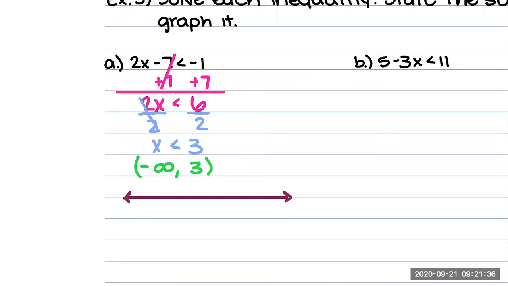On our number line, we would find that 3. We would have an open circle on that 3, and then our line would run to the left. Again, with these, if your variable comes first in your inequality at the very end, the sign tells you the way to draw your line. It points to the same direction as you draw your line.